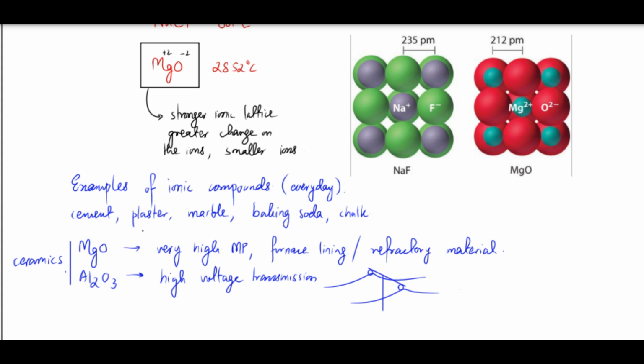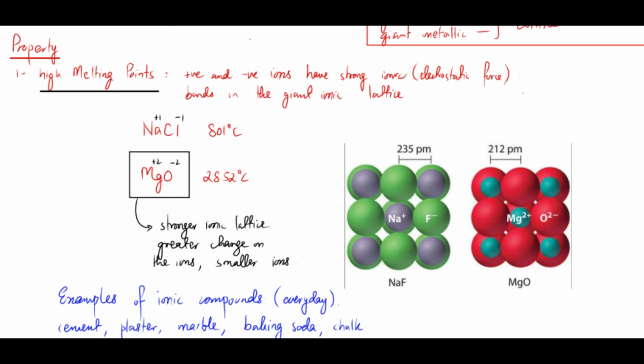So that makes the melting and boiling points of ionic compounds very high, as the positive and negative ions are held together by a strong force of attraction. And they exist in a giant ionic lattice as well, so it is very difficult to break it.